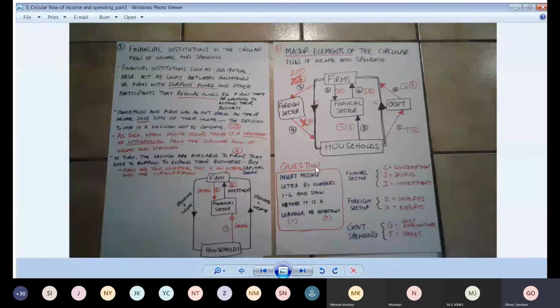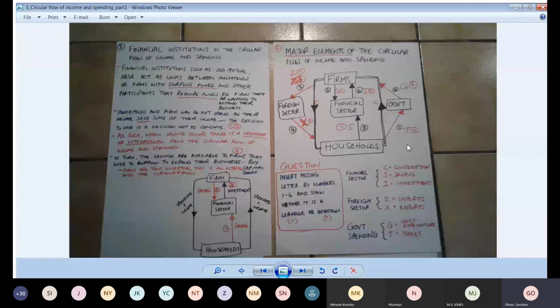Okay. So as I mentioned earlier, you've got your firms on the top over here, the households, financial sector in the middle. You've got your government on the right-hand side and foreign sector. So in sequence, as we start in the beginning, we first had the government join the circular flow of income and spending. The T denotes taxes. Your G is your government spending. As you can see, your minus and your plus over here.